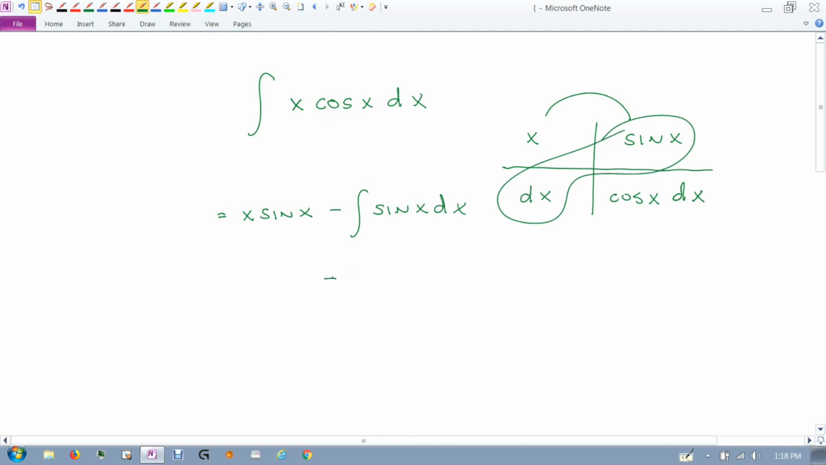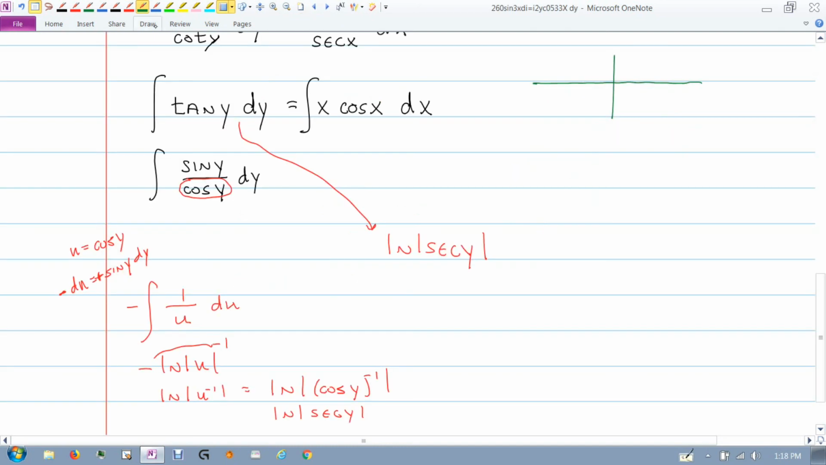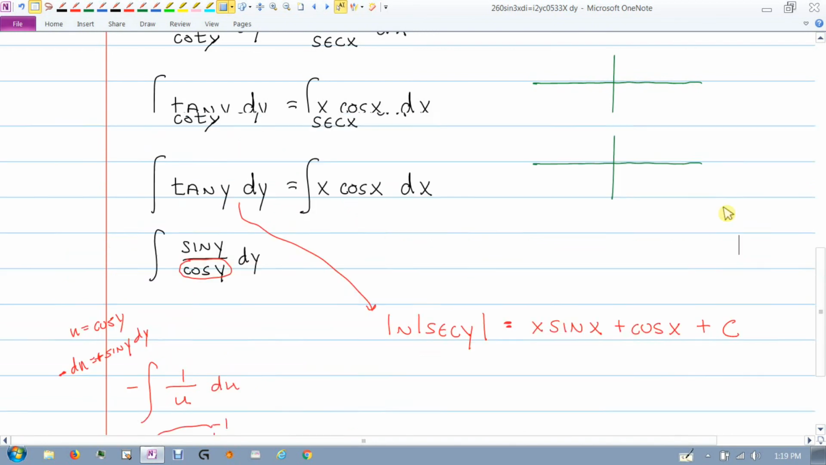And the antiderivative of sine is negative cosine, so the negative is going to come out and make this here a plus. So x sine x plus cosine x, that's not bad. So it equals x sine x plus cosine x plus some constant. And that should be it for that one. Okay, good. That was 28.